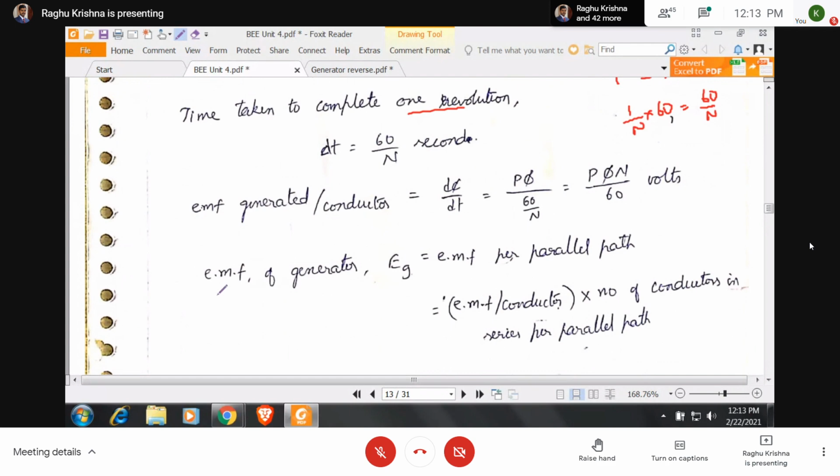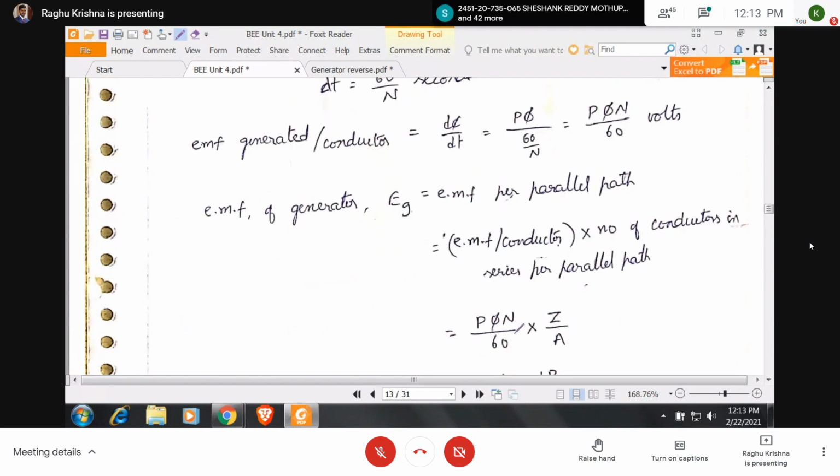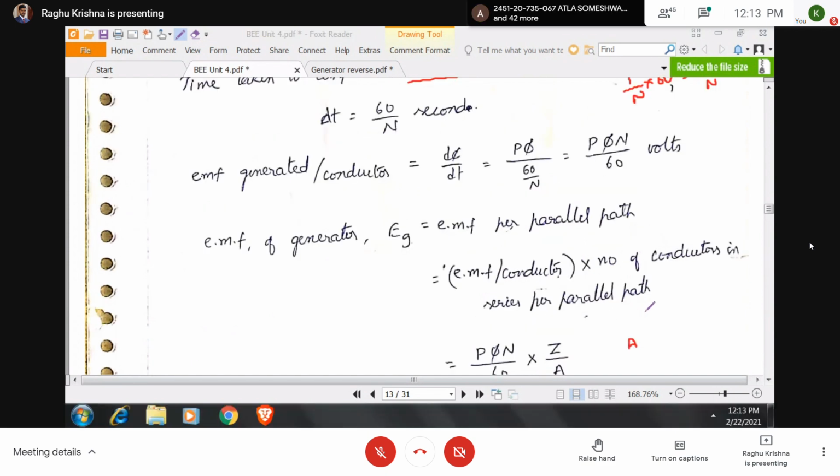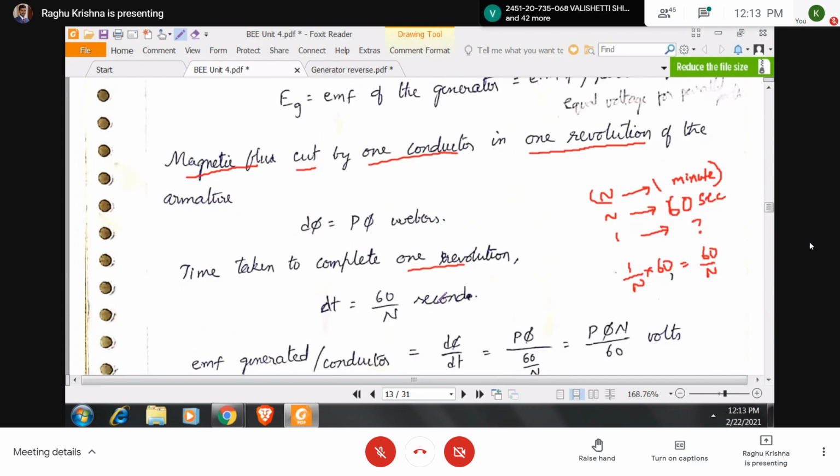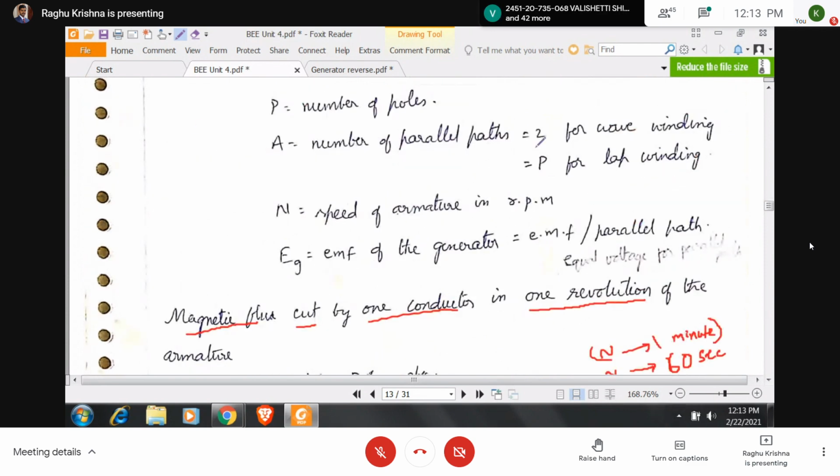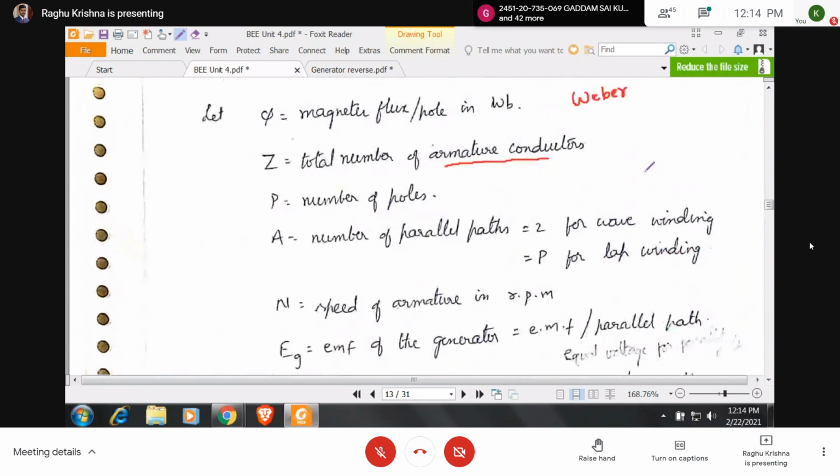Okay. So EMF of the generator Eg is equal to EMF generated per parallel path. So here, EMF generated per conductor into number of conductors in series per parallel path. So PΦN by 60 into number of conductors in parallel path, which is equal to Z by A, where A is equal to number of parallel paths. A is equal to 2 for wave winding. It is equal to P for lap winding.